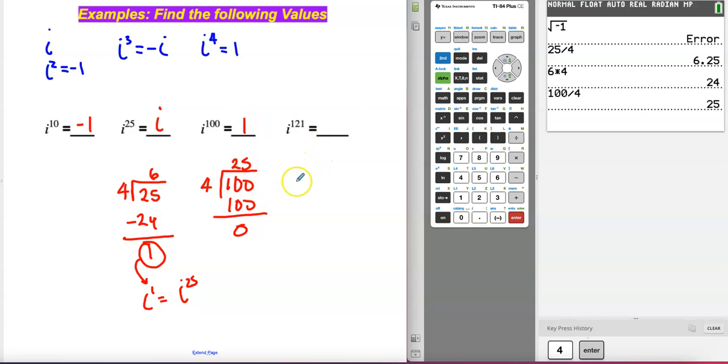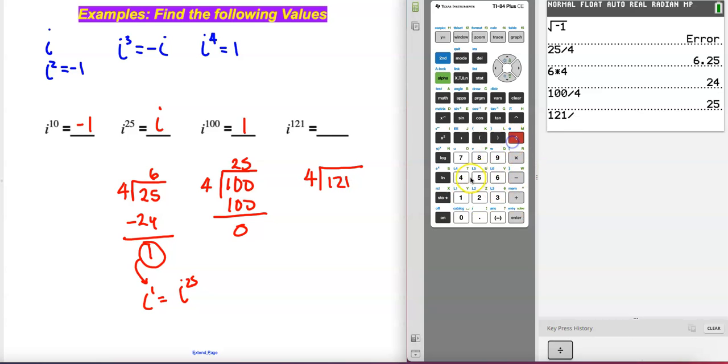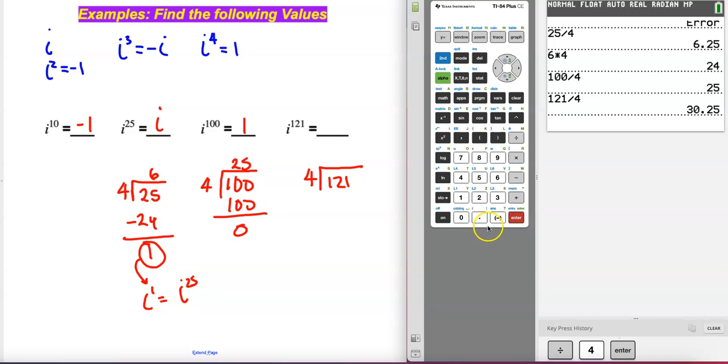All right, so what about 121? Same thing, 121 divided by 4. Well, how many times can 4 go into 121? 121 divided by 4 gives me 30.